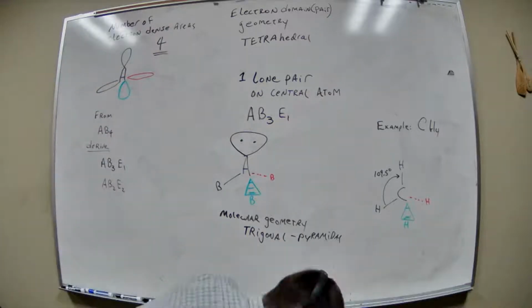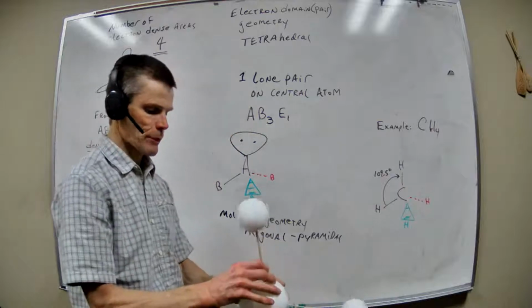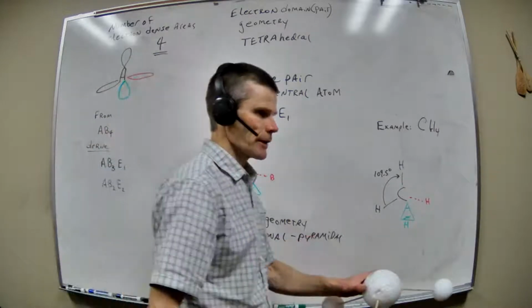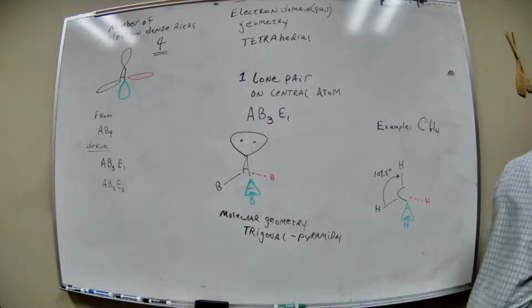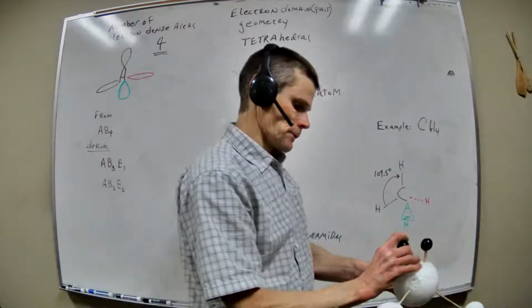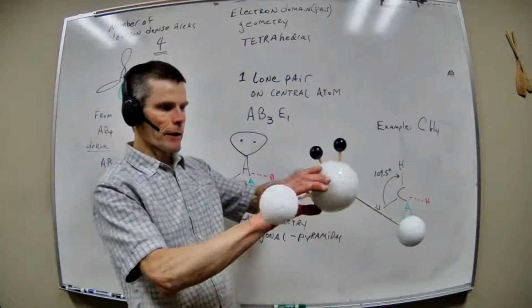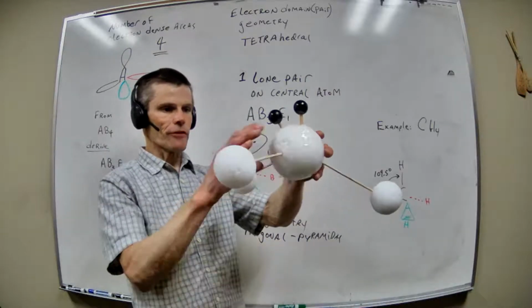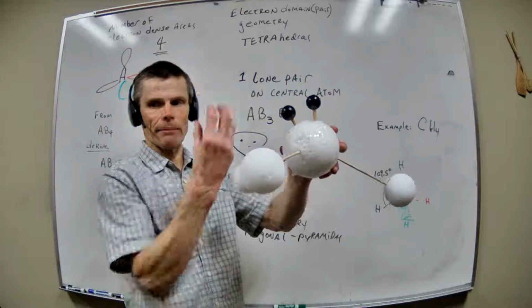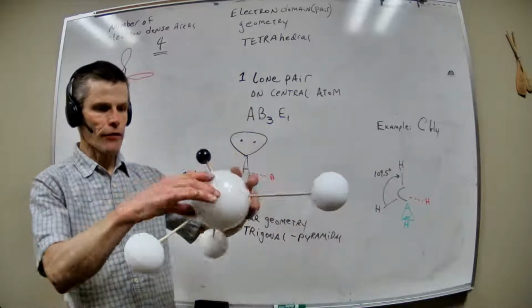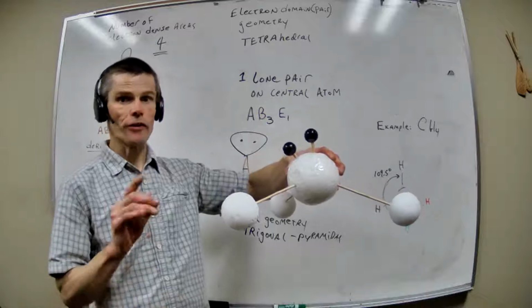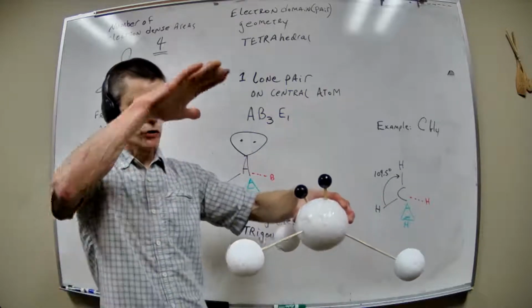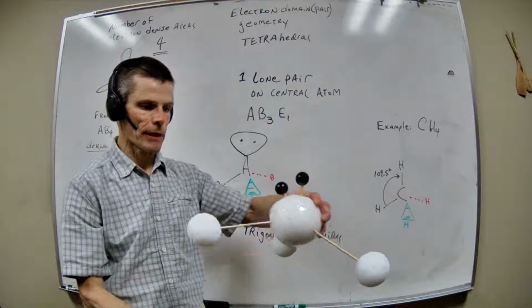Let's pull up our model here, and let's remove one of those. And let's put our lone pair of electrons on top. There would be our lone pair of electrons. And what we find is that this atom is sitting slightly above the plane, and these all sit in a plane that make a triangle, just like a pyramid. Now notice it's not trigonal planar. Trigonal planar, they would all sit in the same plane.